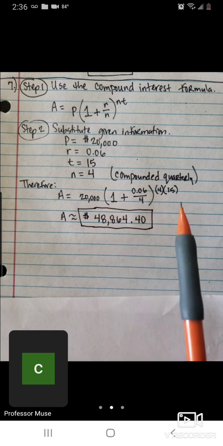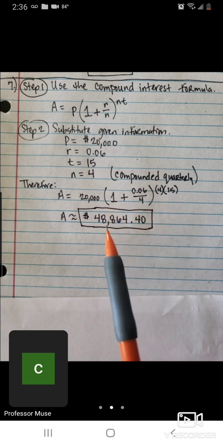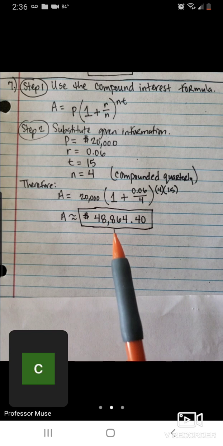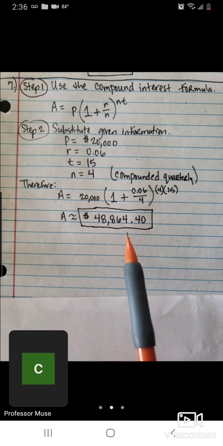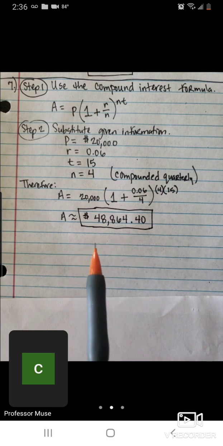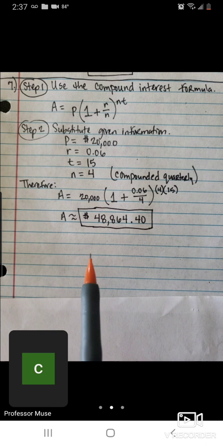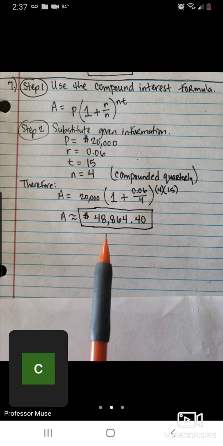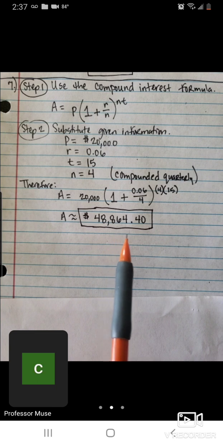Plug all of it into Desmos, and you should get $48,864.40. So that is your answer to number 7. Your future value of your investment compounded quarterly again would be $48,864.40.